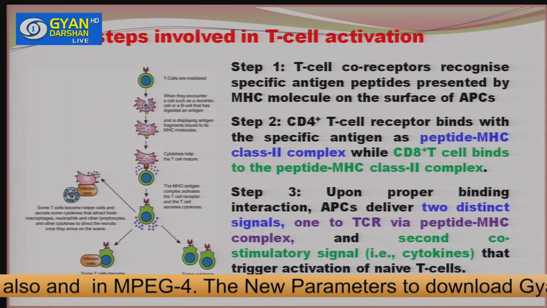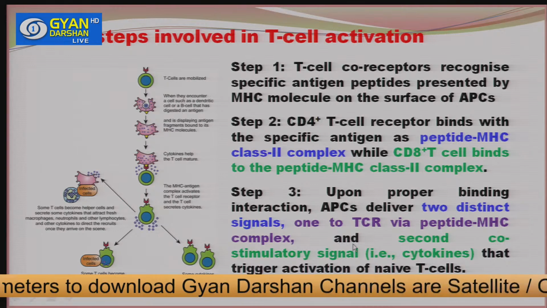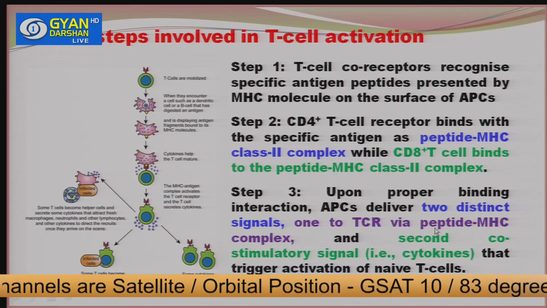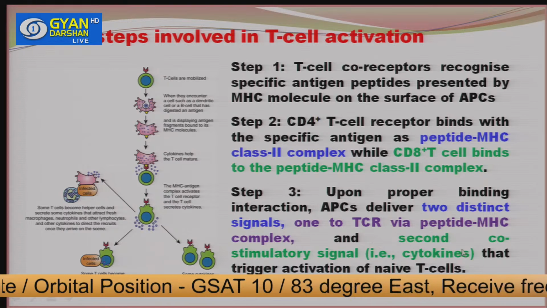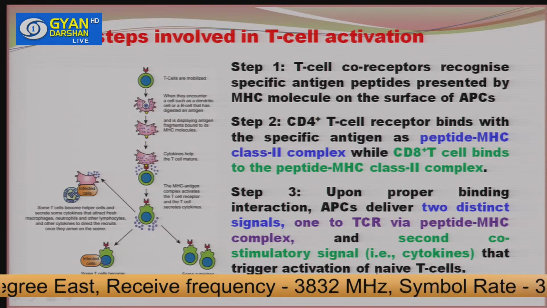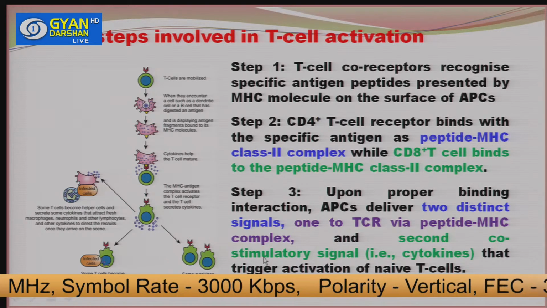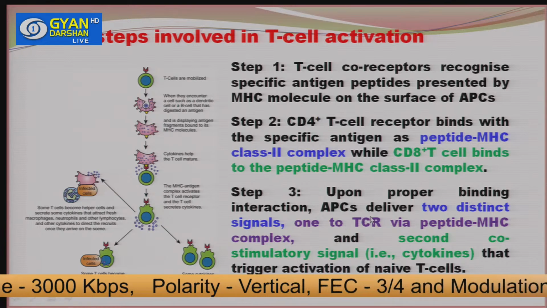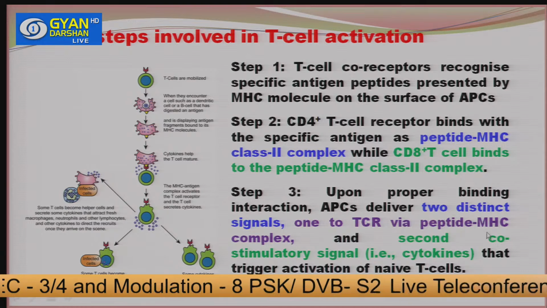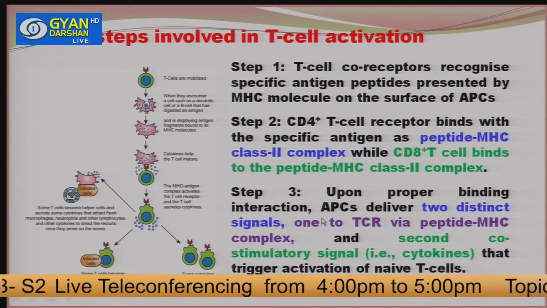In step third, upon proper binding and interaction, the antigen presenting cell delivers two distinct signals. One goes to the TCR through the peptide MHC complex, and the second is the co-stimulatory signal, like cytokines, that triggers the activation of the naive T cell. Otherwise, your naive T cell will not activate. One is the co-stimulatory signal, and the other signal comes from the TCR, which binds to the peptide MHC complex. These two signals are very important, then activation will start.